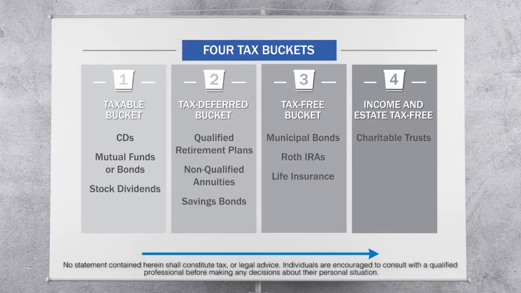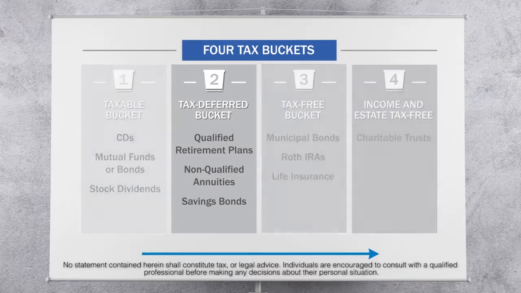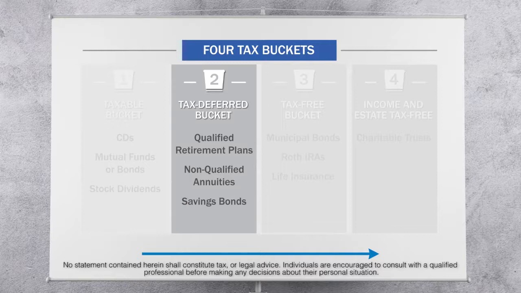A common mistake many people make, if their objective is to reduce their tax liability, is often right here. They have a majority of their assets in qualified retirement plans. This has the potential to create a significant tax liability down the road. You may want to consider reallocating some of your assets to the right to help you reduce tax liability over time. That's the concept of the 4 tax buckets.